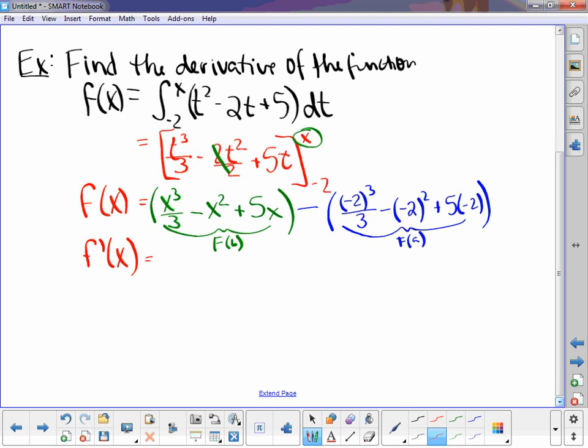X squared, right? So I bring down my 3, that reduced. I'm going to write out each piece just so that we don't lose it. So I brought down my 3, and then my 3 is reduced. What's the derivative of x squared? What's the derivative of 5x? What's the derivative of all of this? 0, right? So my derivative was just x squared minus 2x plus 5.